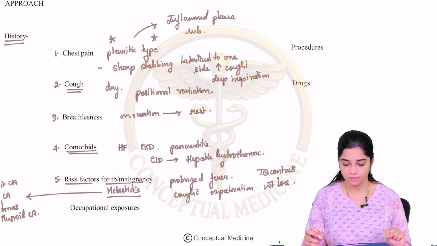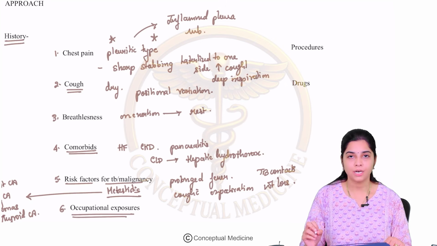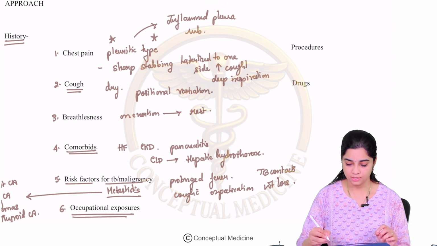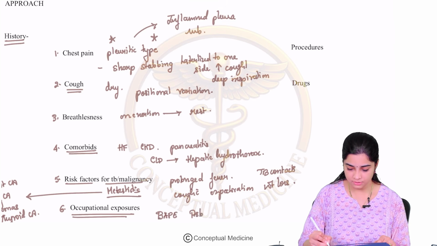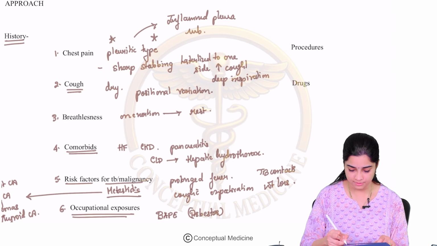You should be screening for all of these cancers whenever you see a patient of pleural effusion. Then you have to also ask about the different occupational exposures, what type of occupation they are in. Why? Because you have heard of BAPE, which is benign asbestos-related pleural effusion. So chronic asbestosis can also be associated with pleural effusions.